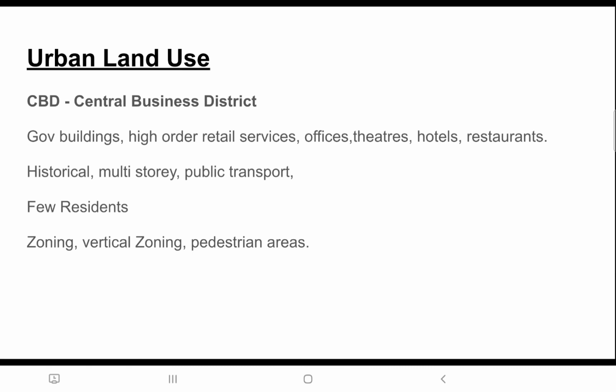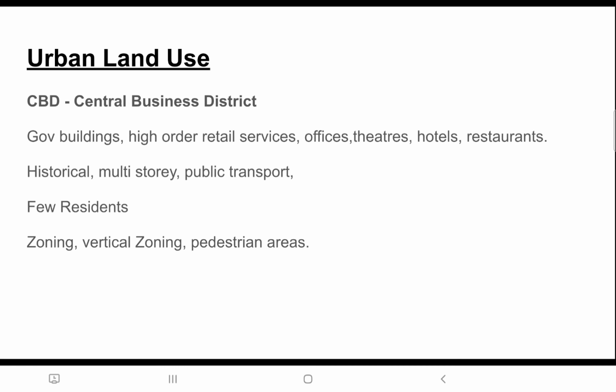You've also got vertical zoning, where you sometimes see retailers on the lower floors and offices on the upper floors. This makes the most use of the available space. And pedestrianised areas: we get high numbers of pedestrians, and we have pedestrianised areas where there are no cars or transport, or if there is, it's just for delivery only at certain times of the day.